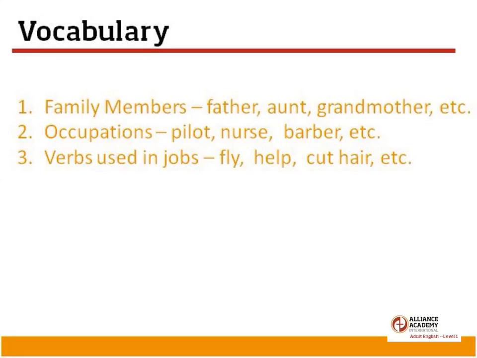Vocabulary that we'll need in Module 3. Well, you will need to know about family members. For example, father, aunt, grandmother, brother, sister. You'll need to know occupations: pilot, nurse, barber, etc. Lots of occupations. And important, you also need to use some verbs for those occupations. For example, here are some verbs that we might use with occupations: fly, help, cut hair, etc.